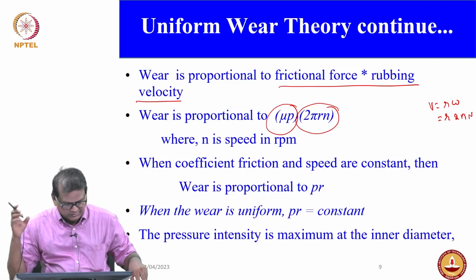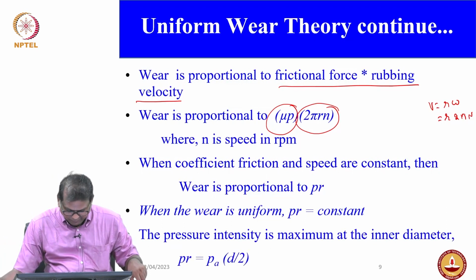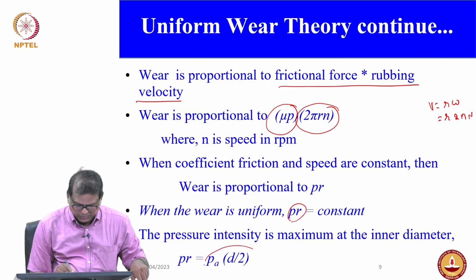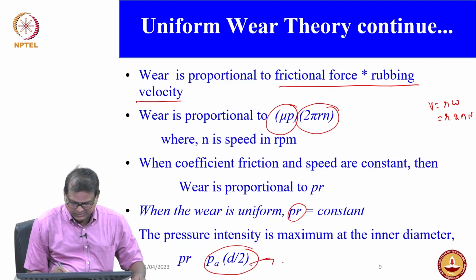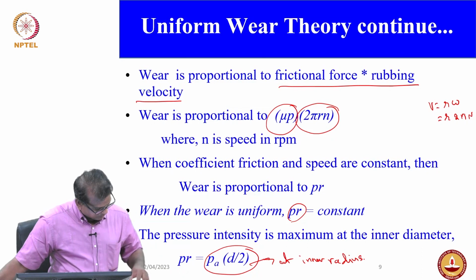When the pressure variation is there, the pressure intensity is maximum at the inner diameter. So obviously, what do you expect? This p r would be proportional to your p allowable into d by 2 at the inner radius. Please understand this difference between the uniform wear theory and the pressure theory.